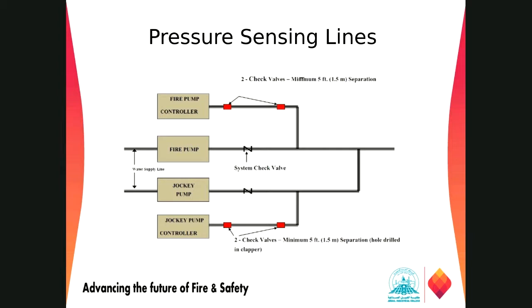Remember, carbon steel pipe or even galvanized pipe is not allowed for the pressure sensing lines, because there are chances that those pressure sensing lines, the galvanized or carbon ones, get corroded easily. So you don't have to take risk.